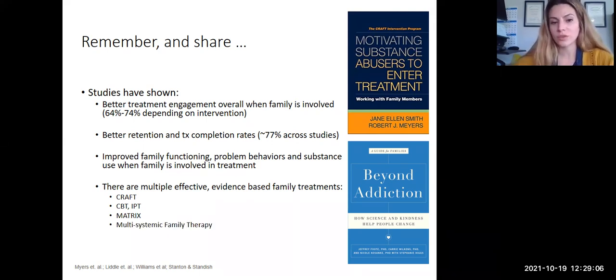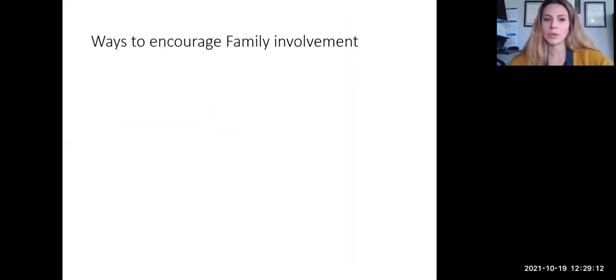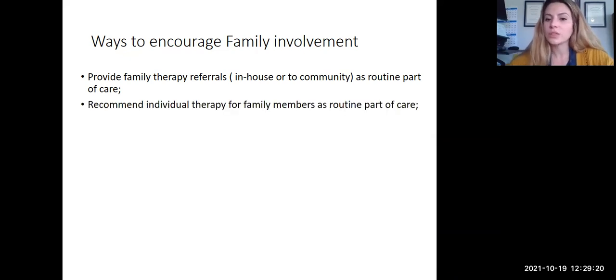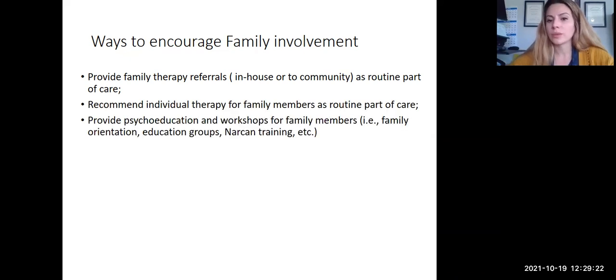The Matrix model has a family pullout. Of course, there's things that can happen in the home, like the systemic family therapy, brief strategic family therapy, and so on. So things that you can do outside of those formal referrals is just recommend that individual and family piece as part of routine care. Provide psychoeducation, workshops, orientation groups for family members if that's something that isn't already happening.